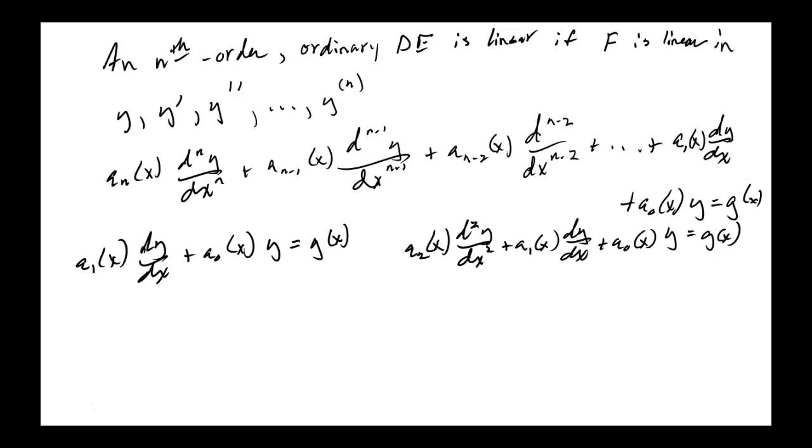Now, that makes it linear. What makes it nonlinear? If any of those rules are broken. If you have a product of y's or y primes, if you have a power of y's or y primes, if you have a coefficient that has x's and y's in it multiplied by y. So a nonlinear ordinary differential equation is simply one that's not linear. A nonlinear is not linear.